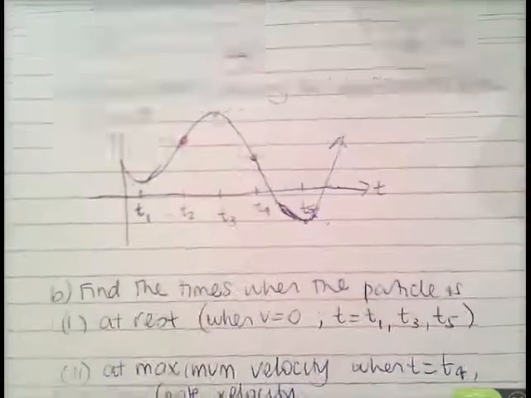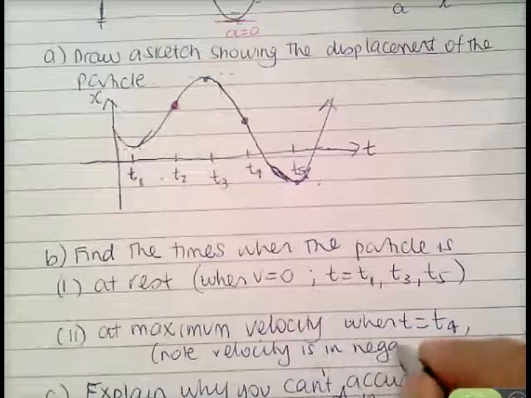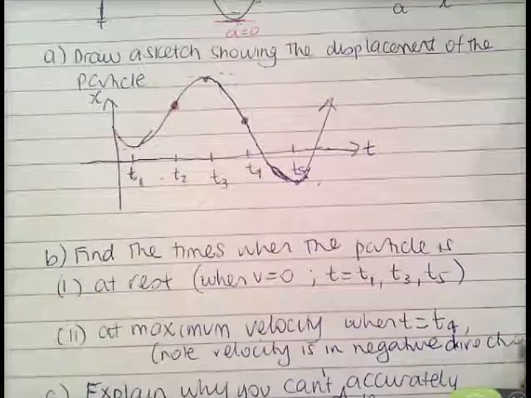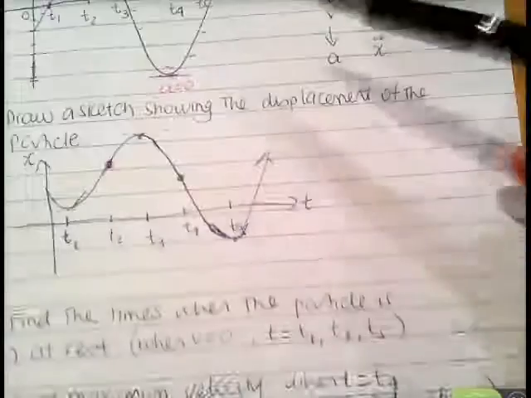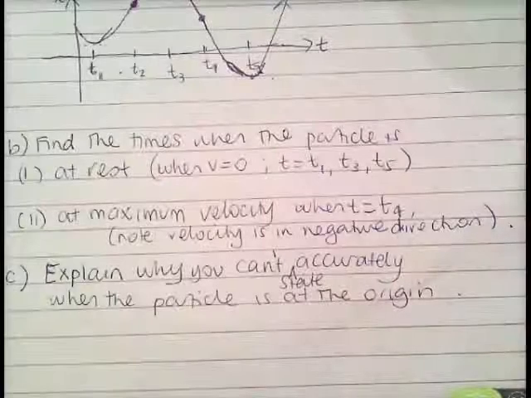so it's actually the maximum speed, but velocity here is in the negative direction. The particle is traveling in the negative direction, that's all. But the magnitude of the velocity will be greatest at t4, but it will be in the negative direction because you're getting velocity is negative something.